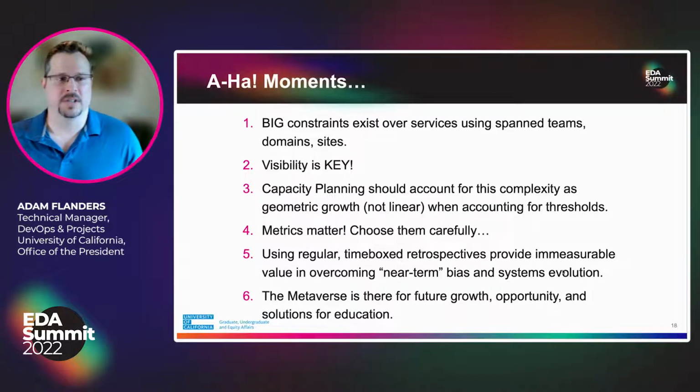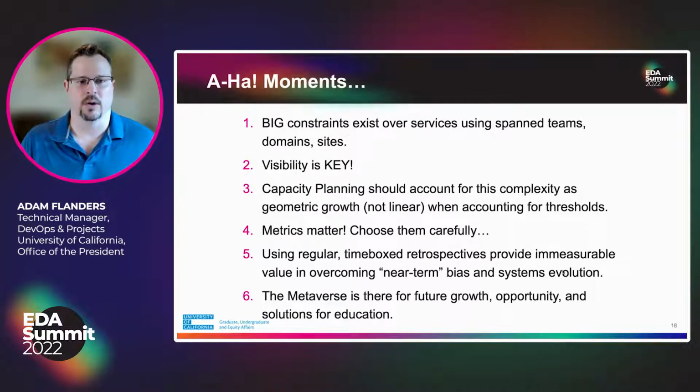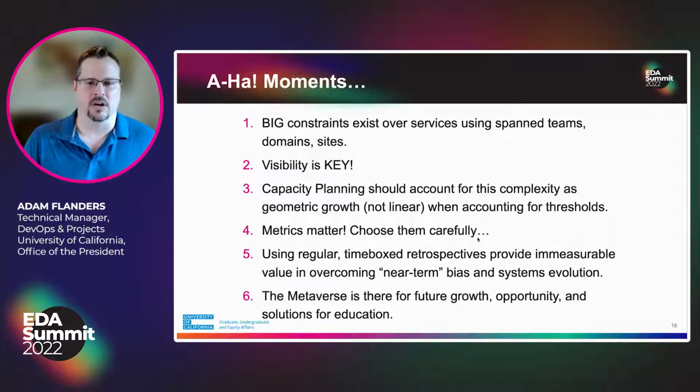So we did have some key moments here that I wanted to share in terms of lessons learned. We had big constraints existing over services spanning teams, domains, and sites. This happens a lot, but you really need to take that complexity into account right from the start. So I would encourage you to understand more of those unacknowledged dependencies that are going to come into play. Because of that complexity, visibility is key as well.